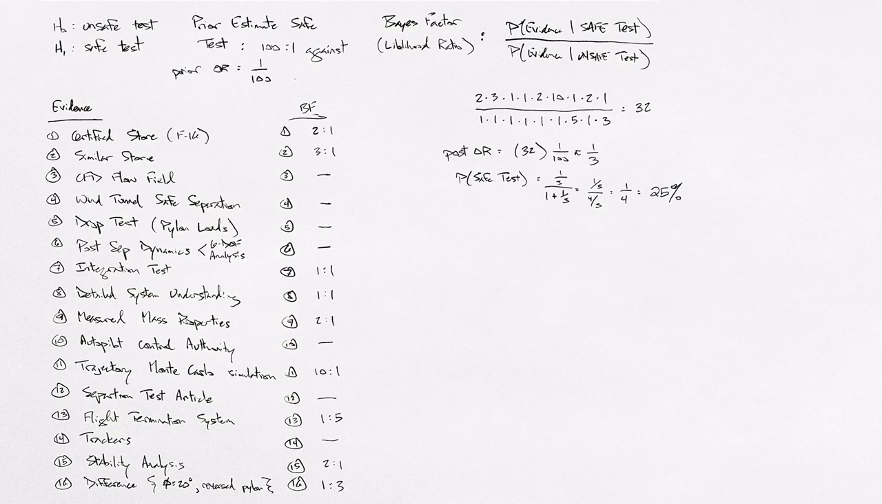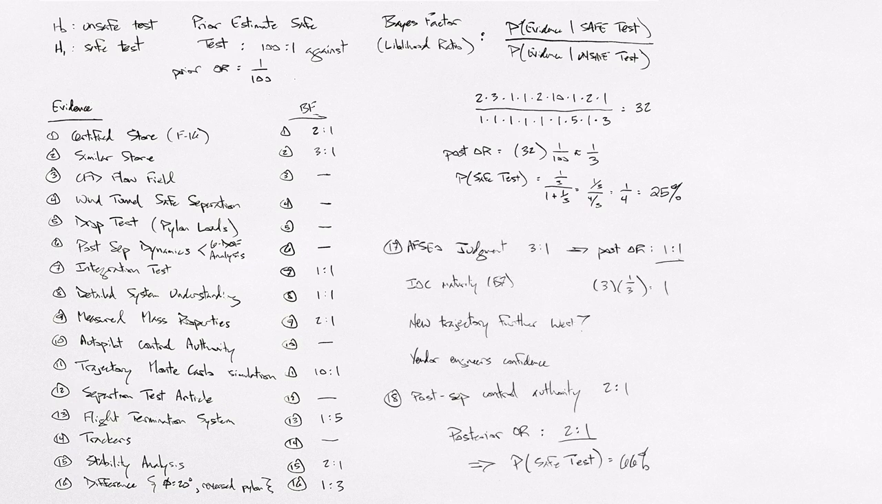So this naturally led to me requesting additional analysis and further consulting with some of the subject matter experts on both the system and this type of testing. And at a subsequent meeting, I added 2 new pieces of evidence, 2 new pieces of data: Seek Eagle's judgment, and some analysis on post-separation control authority of the system under test. With these 2 new pieces of evidence, I ultimately came up to a 2 to 1 posterior odds ratio, or a probability of a safe test of 66%. And I approved the test.